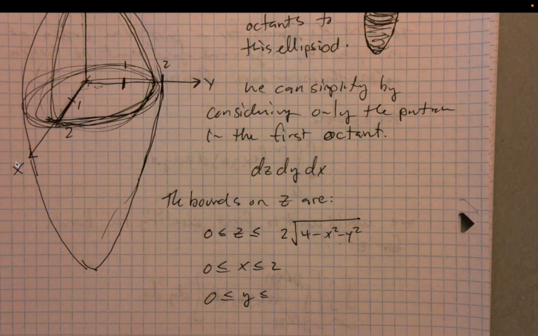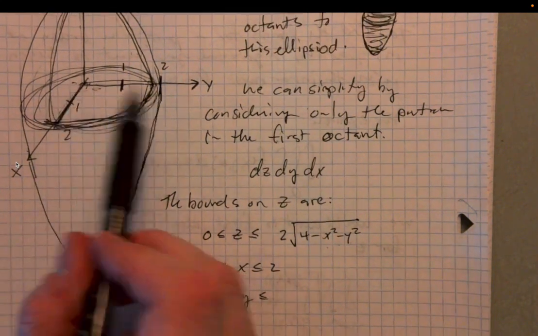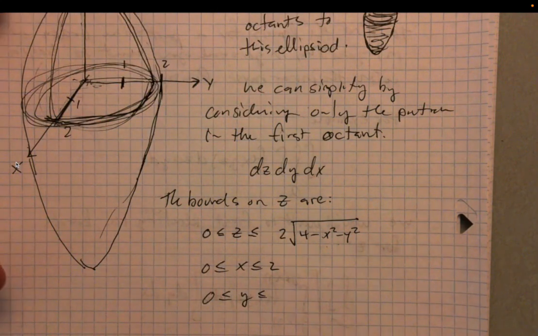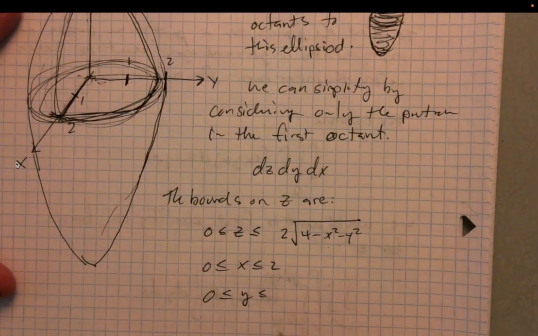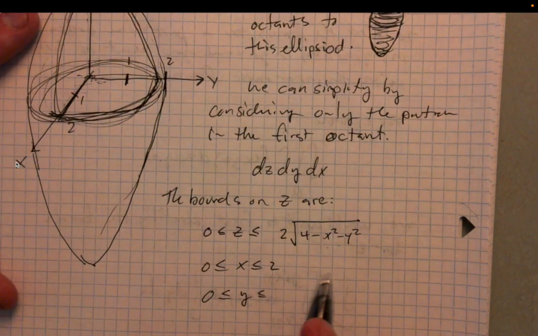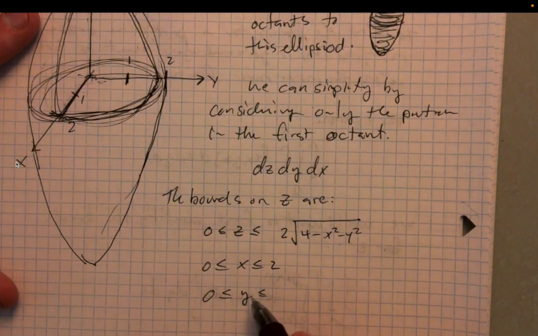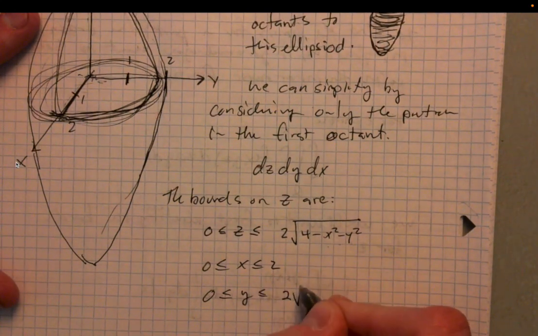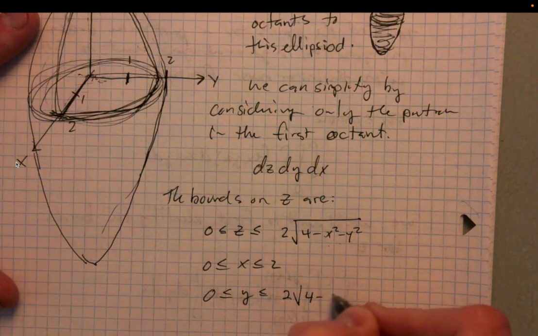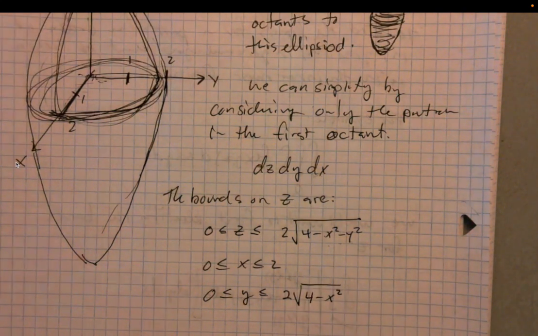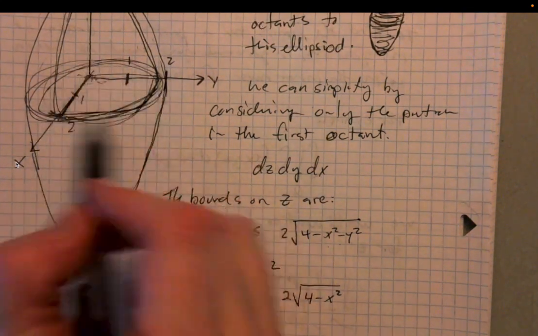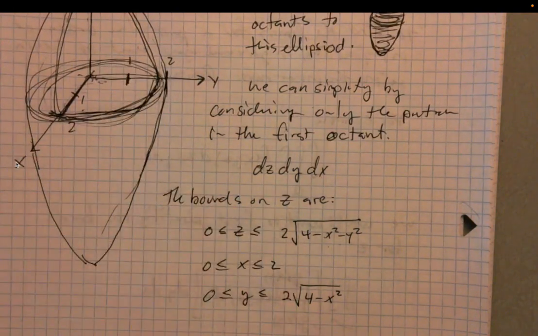Right? The circle could be considered x squared plus y squared equals 4, right? Because it's centered at 0 and the radius is 2. So that means the bounds on y must be 0 less than or equal to y less than or equal to the square root of 4 minus x squared. And that can be got to just by thinking of this as a circle, and this is just a quarter slice of a circle.